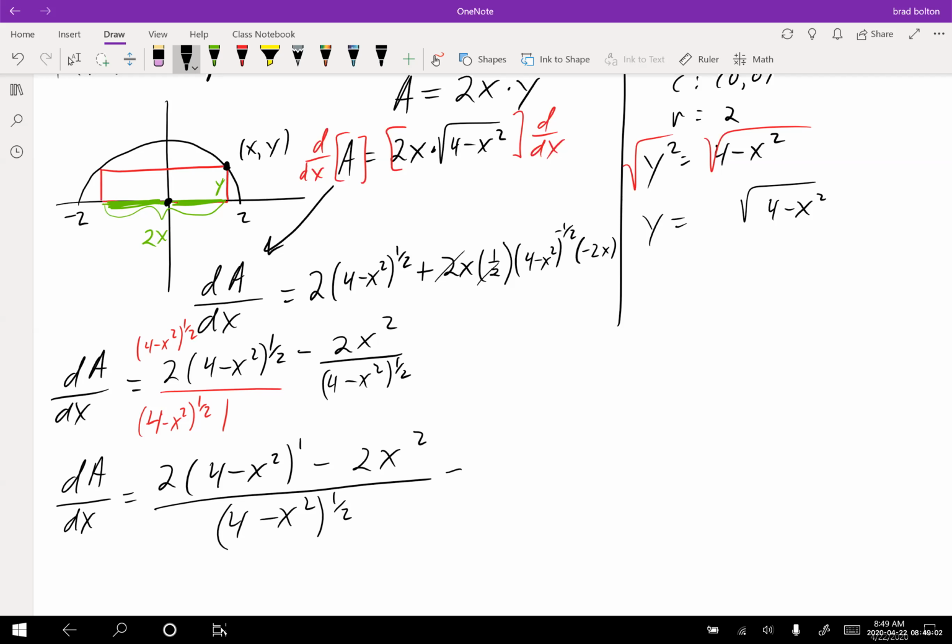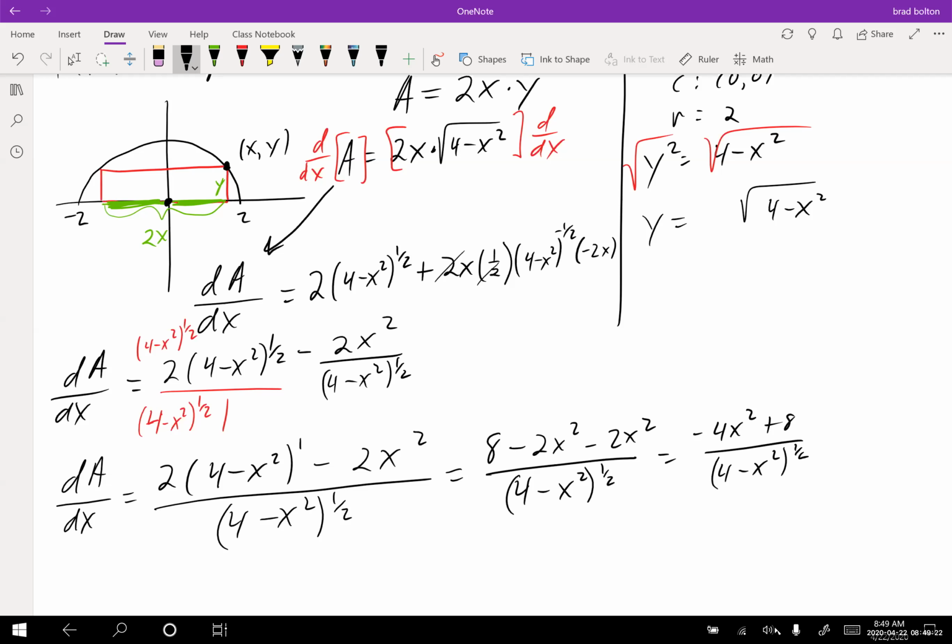Okay, so let's do some more. As you can tell, this one is definitely a step up in difficulty. So this would be 8 minus 2x squared minus 2x squared all over (4 minus x squared) to the 1/2. And this is actually negative 4x squared plus 8 over (4 minus x squared) to the 1/2. But this is actually negative 4 times (x squared minus 2) all over (4 minus x squared) to the 1/2. So this is our derivative now, right?